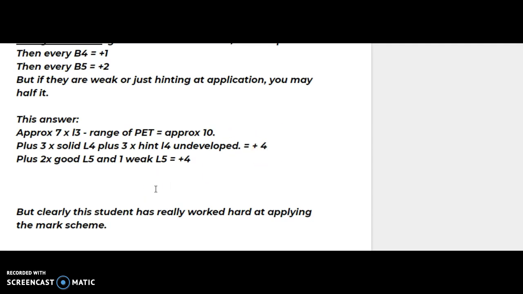And then the student has got 2 really good level 5s, so that's going to be another 4 points because there was one final one which was weak. So overall the student got 18 out of 20. The student has worked really hard at applying the mark scheme.